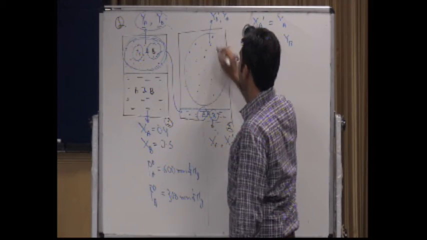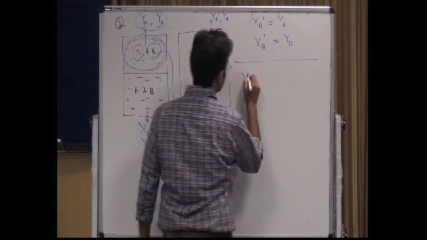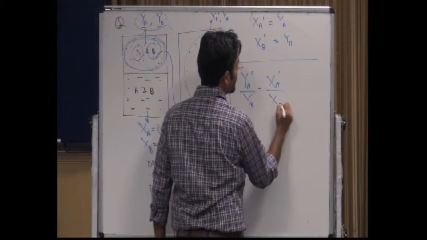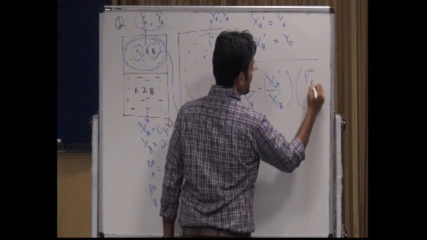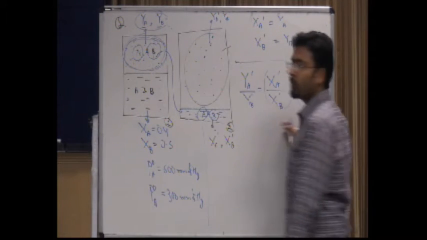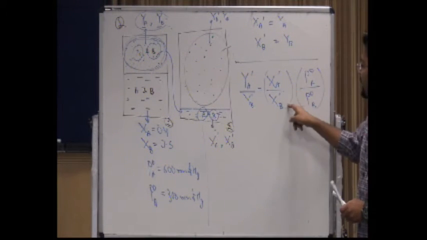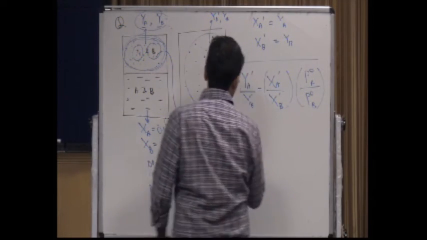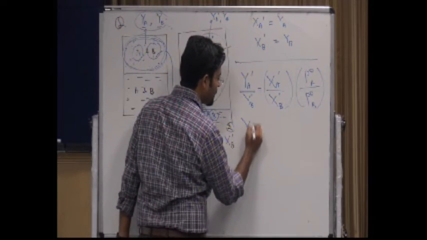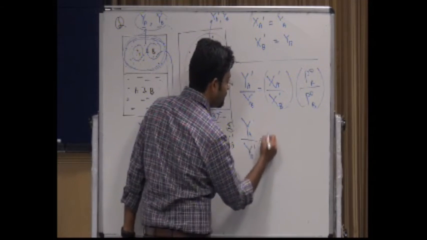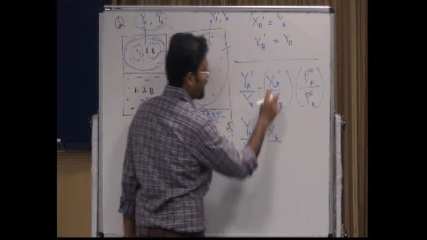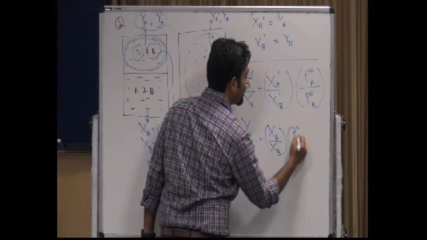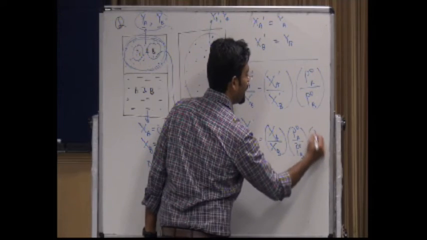So you can apply the same formula for the second container, which was YA dash upon YB dash is equal to XA dash upon XB dash into P naught A upon P naught B. The same formula but for the second container, in which I know that XA dash and XB dash are equal to YA and YB, and I've calculated the value of YA and YB. I can put it here, but I'll not do that. I'll just take it more forward. I'm just putting the value of YA and YB directly here, which is XA and XB upon P naught A upon P naught B into P naught A upon P naught B.